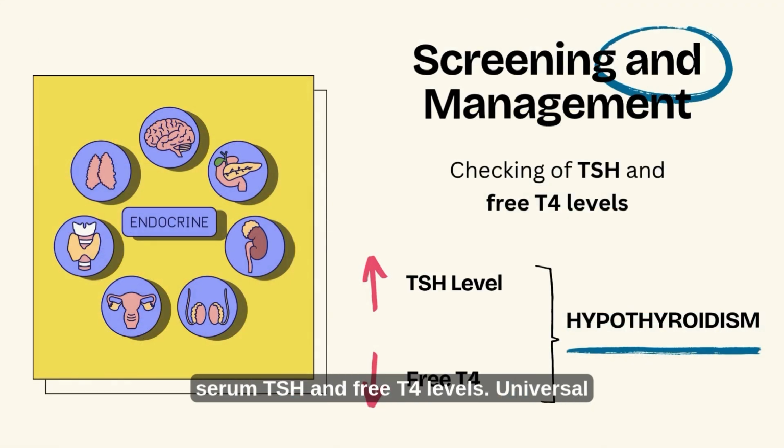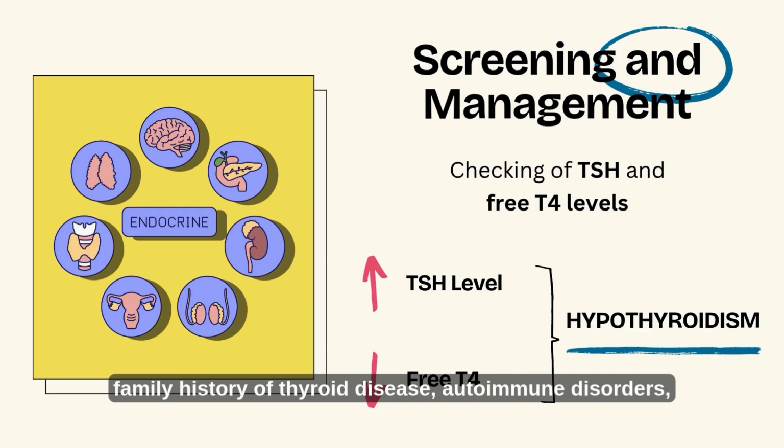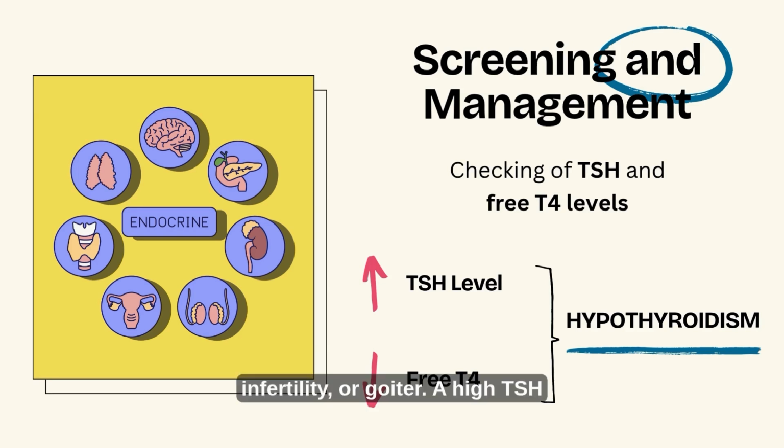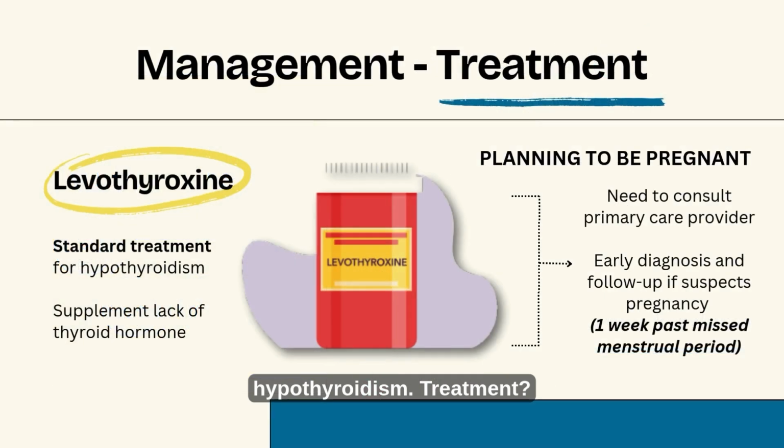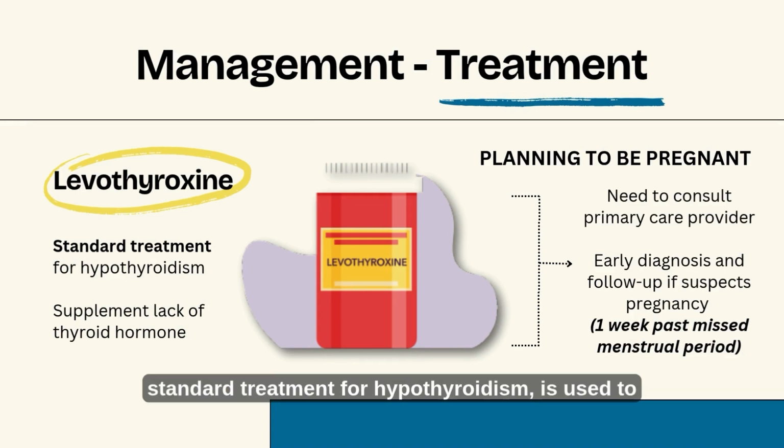Screening is done via serum TSH and free T4 levels. Universal screening isn't currently recommended, only if the patient is high risk. For example, personal or family history of thyroid disease, autoimmune disorders, infertility, or goiter. A high TSH and low free T3 and T4 confirm hypothyroidism. Treatment? Simple. Levothyroxine, a standard treatment for hypothyroidism, is used to supplement their lack of this hormone.